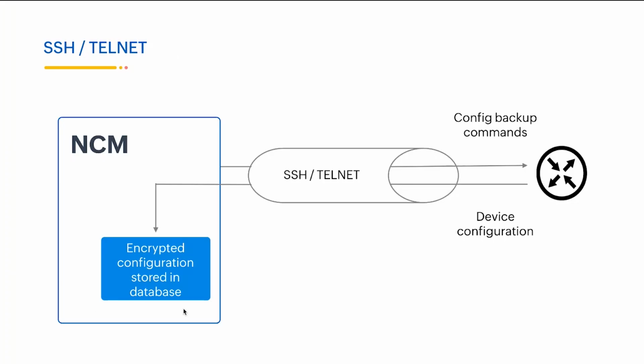NCM supports multiple ways to back up device configurations, ensuring flexibility across diverse environments. The first one is SSH Telnet protocol configuration backup. In this case, NCM initiates a configuration backup command to the specific device. The device then transfers its configuration via SSH or Telnet. Once the configuration reaches NCM, it's encrypted and stored in the NCM database.